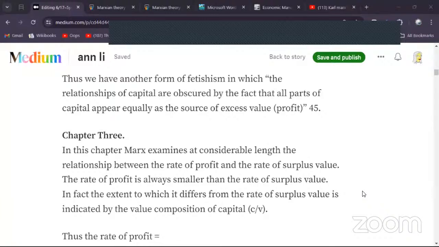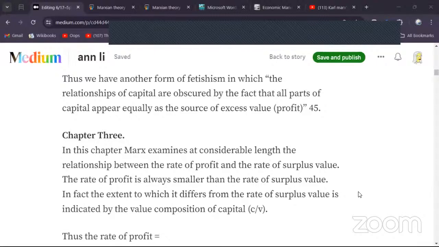But anyway, chapter 3. In this chapter, Marx examines at considerable length the relationship between the rate of profit and the rate of surplus value, noting, of course, that no one measures rates of surplus value on the capitalist side, right? Why should we tell them how much we're stealing from them? Anyway, the rate of profit is always smaller than the rate of surplus value.